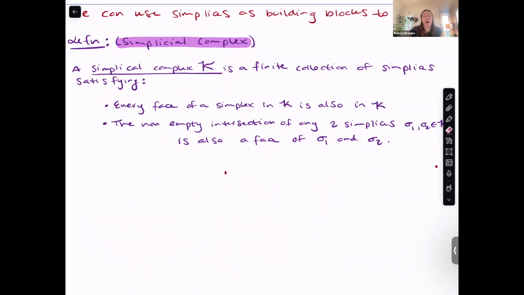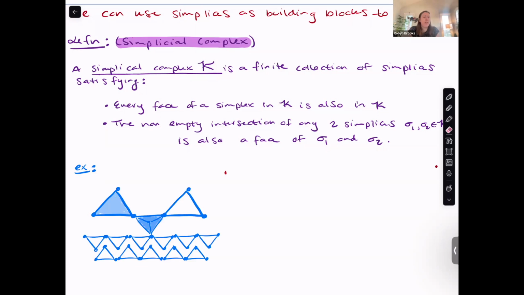We define a simplicial complex to be a finite collection of simplices satisfying two properties. First, if we have a simplex in the complex K, then all of its faces also have to be in K. Second, we require that the non-empty intersection of any two simplices be a face of both of those simplices. So here is an example of a spooky simplicial complex. You can see that property 2 here amounts to us building the simplicial complex by gluing simplices together along faces.